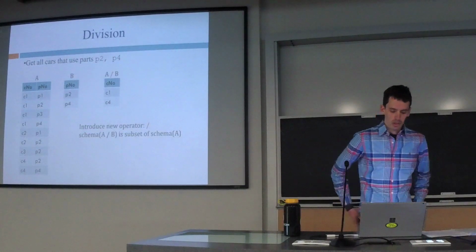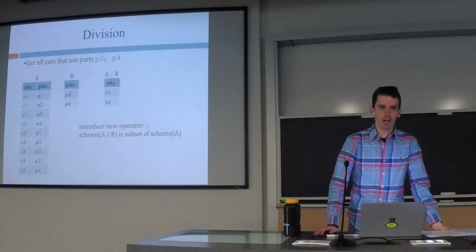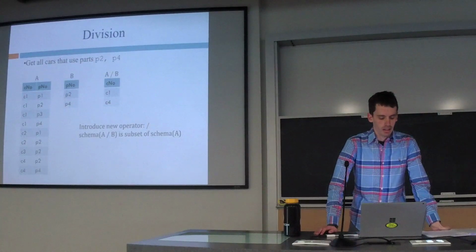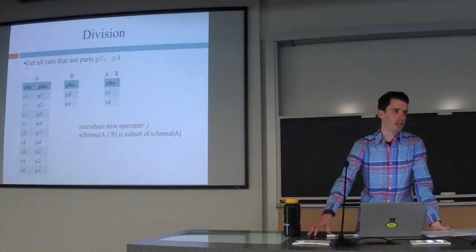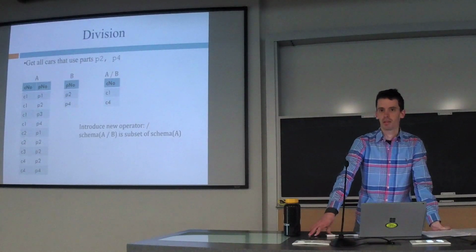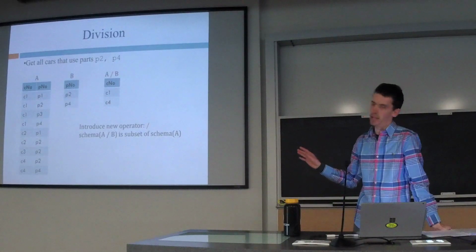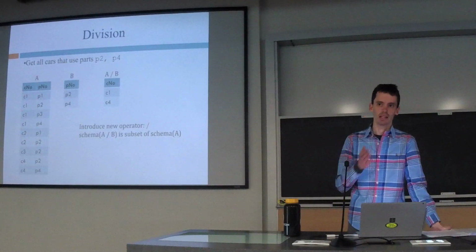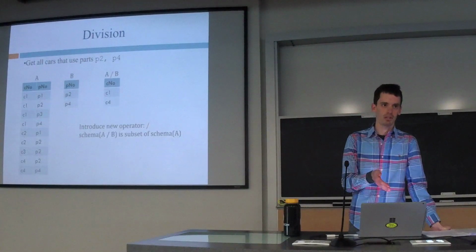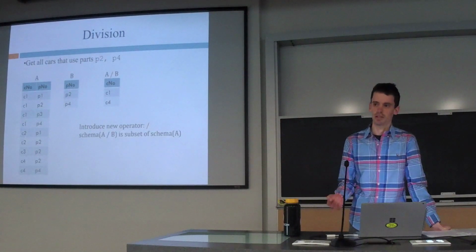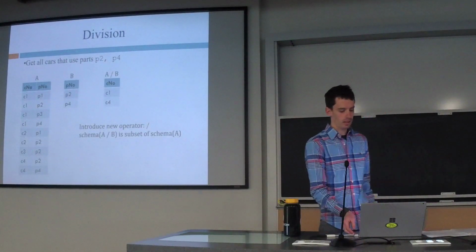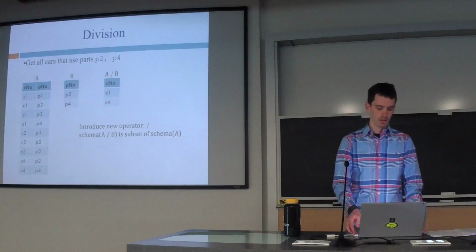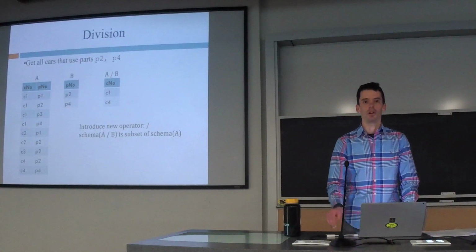Okay, and then we talked about this division operator, which is like, given some list of parts B, and I've now changed the name just to make it shorter, A is the cars and parts list. B is now just some temporary list of parts. And I want to know which cars, give me all the cars that use all of those parts.